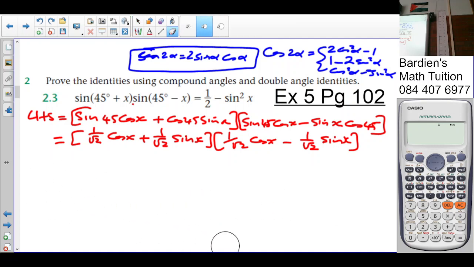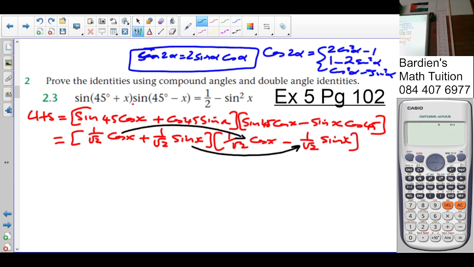Now as you can see, we have the conjugate pair, which will lead into difference of two squares as an answer. So I can multiply the first and the last. What is 1 over root 2 times 1 over root 2? It's 1 over 2. Cos x times cos x, cos squared x, minus 1 over root 2 times 1 over root 2, 1 over 2, sin x times sin x, sin squared x.